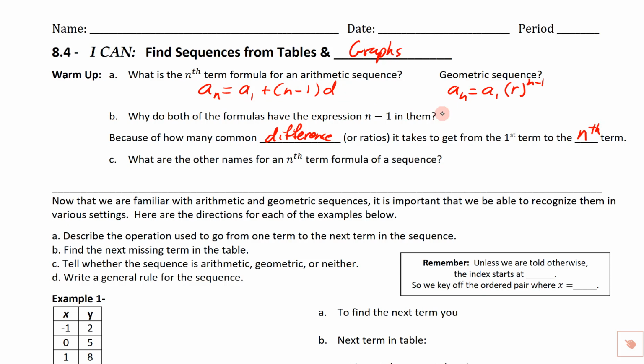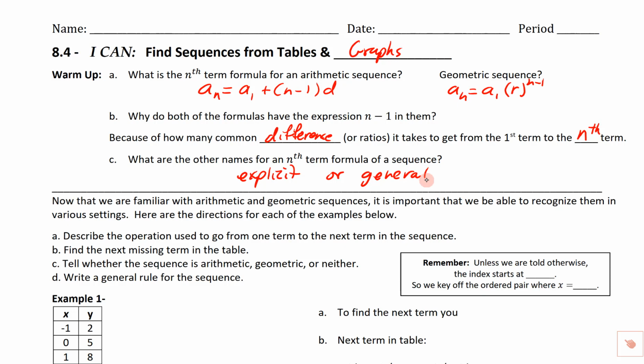And then it says, what are other names for the nth term formula of a sequence? So we can call them explicit formulas or general formulas. Explicit formulas or general formulas or nth term formulas, all the same thing.